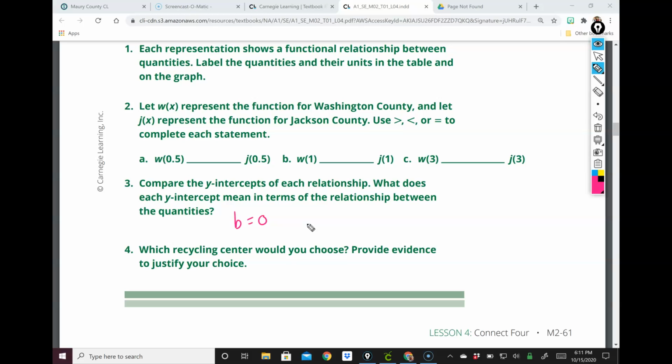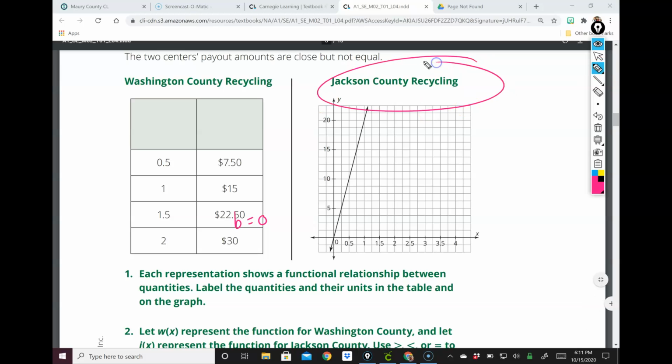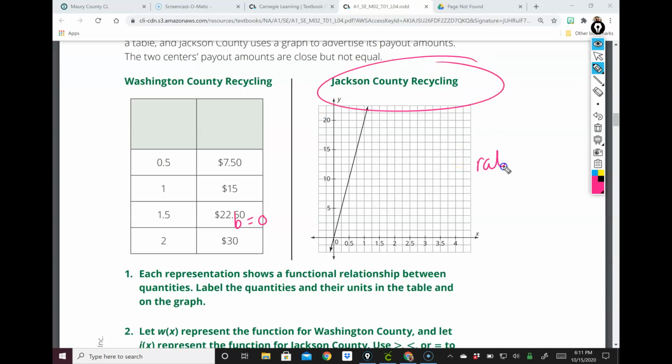Number 4, which recycling center would you choose? Provide evidence to justify. Well, if you remember, Jackson County had a bigger payoff. Its rate, its slope was $20 per ton. So I definitely go with Jackson because the rate over here was $15 per ton.